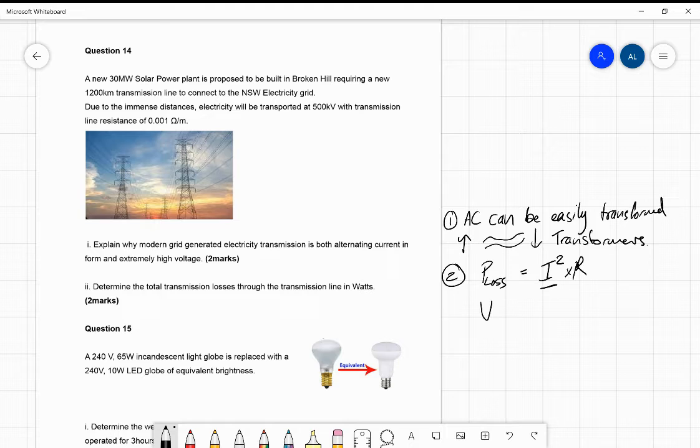So based on Ohm's law, V equals IR, if we increase the voltage, then the relative current can drop. So we can send the same amount of power. Remember, if P equals IV, our power, if we increase the voltage, the current can drop. Okay? So that's why we want to send things at really high voltage, and that's why we use AC, because we can do this using transformers.